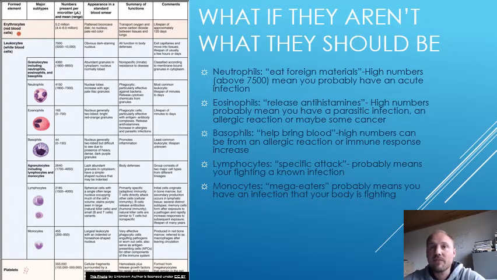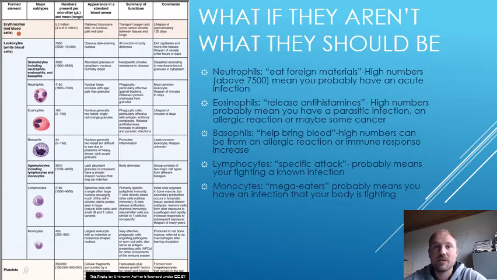If your lymphocyte count is up, this is more in relation to the specific immunity. These are things that are kind of already known, like we've had this kind of cold before, or this type of flu, and our body is sending out all these T cells and B cells. They're going out. They know that something's there, and they know how to kill it, so they're heading that way.